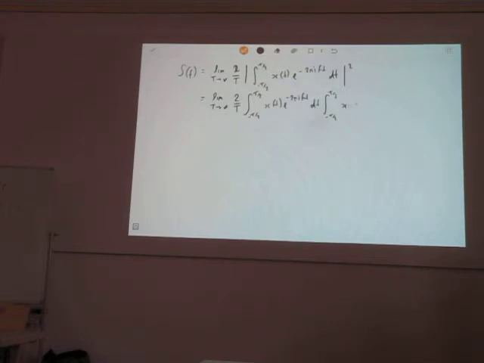It's going to be another variable t prime, and because it's the complex conjugate, e to the plus 2 pi i f prime t prime, dt prime.